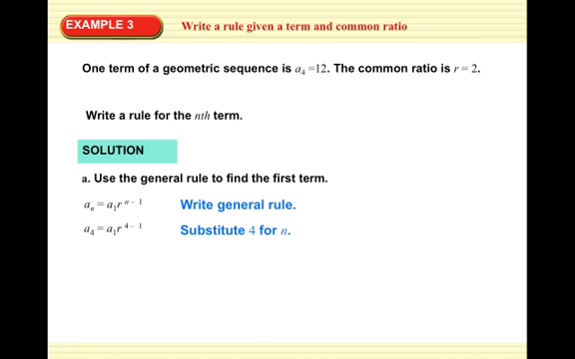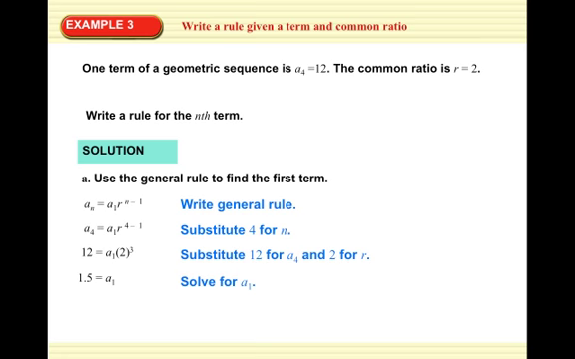We're going to substitute 4 for n. So the fourth term is going to equal A1 times R to the 4 minus 1. We're going to plug in everything else we know. We know that A4 actually equals 12, and we know R is 2. 4 minus 1 is 3, so we have 12 equals the first term times 2 to the 3rd power. 2 to the 3rd power is 8. 12 divided by 8 is 1.5, so 1.5 equals the first term.